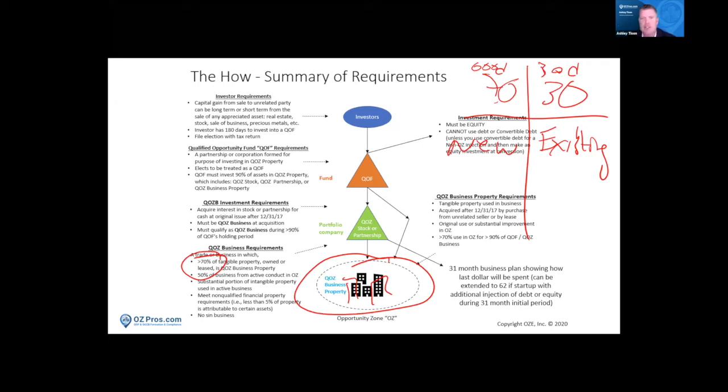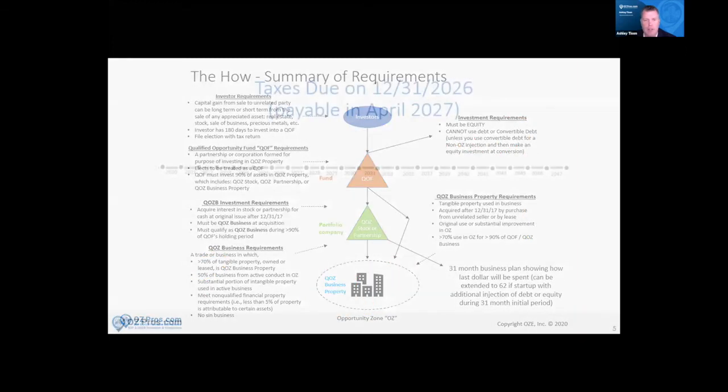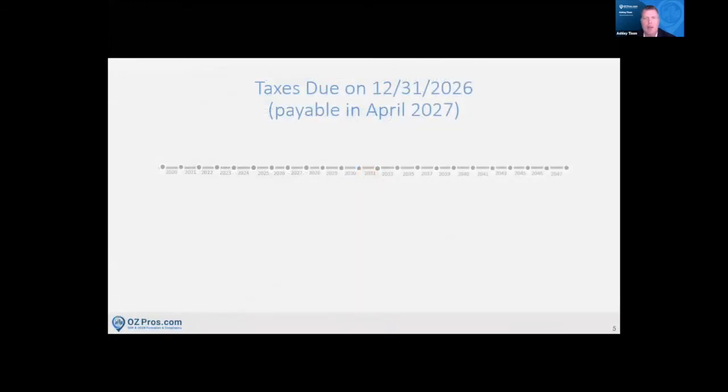Now, I'm going to get into some of the more specific rules about this, like how the taxes become payable and some of the deadlines.